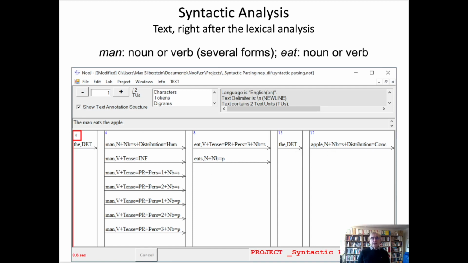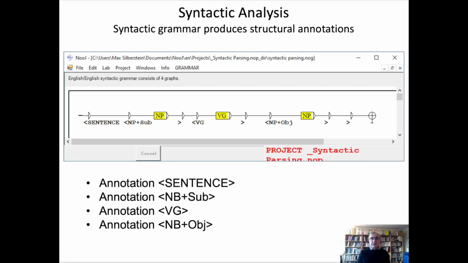Okay, so let's say now we are going to use a syntactic grammar which produces structural annotations. So this syntactic grammar will recognize NP, a noun phrase, followed by a verb group, followed by a noun phrase. So the noun phrase could be, for example, the man or the apple. And then the verb group will recognize eats.